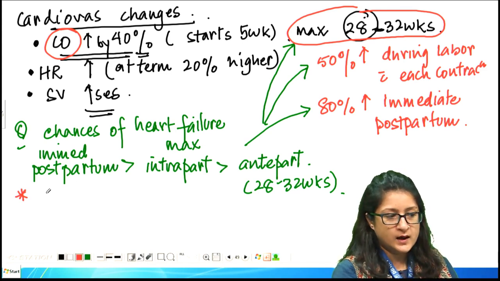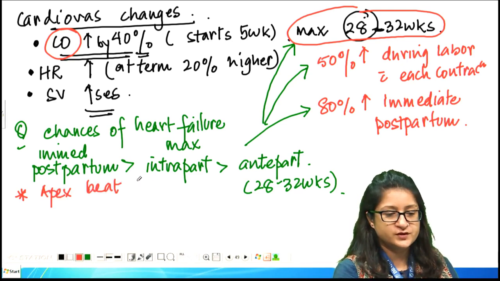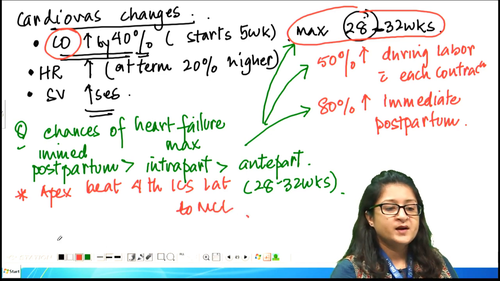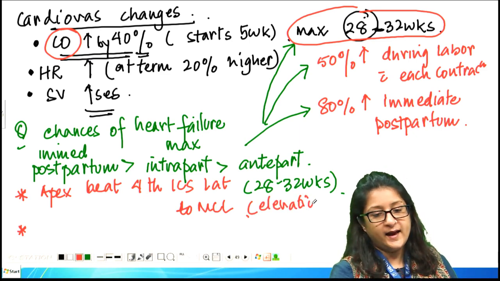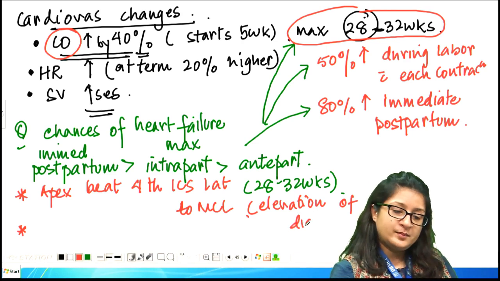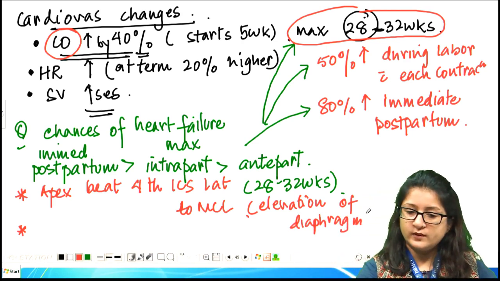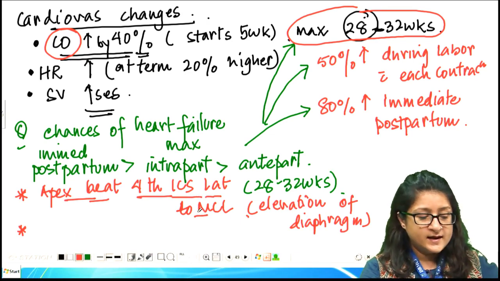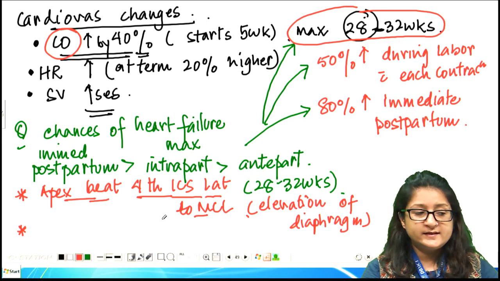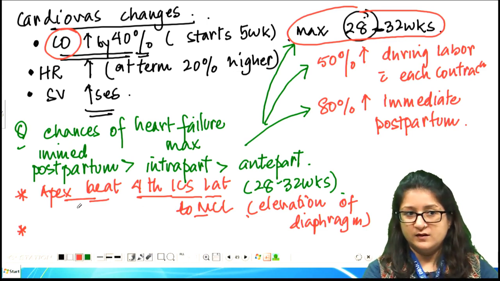The apex beat of the heart usually shifts to the fourth intercostal space, and it is lateral to the mid clavicular line, because there is lifting of the heart because of the elevation of the diaphragm. That is why the apex beat is shifted to the left. But very importantly, this is not an abnormal finding in pregnancy.